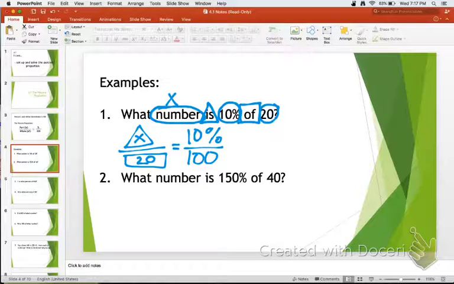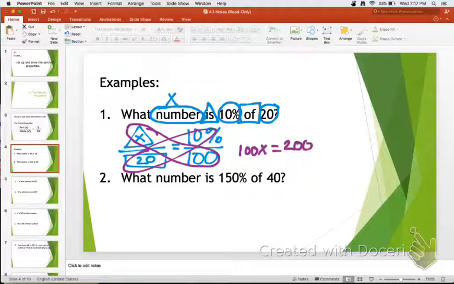Now this is just like what we accomplished a couple of weeks ago with the cross product. So I'm going to cross product x times 100. That gives me 100x equals 20 times 10 gives me 200. Now because I know that the opposite of multiplying is division, to get x alone I need to divide by 100. So I type this into my calculator. 200 divided by 100 gives me x equals 2.